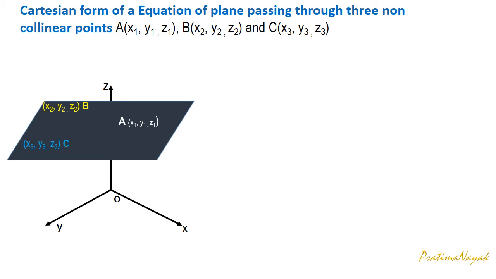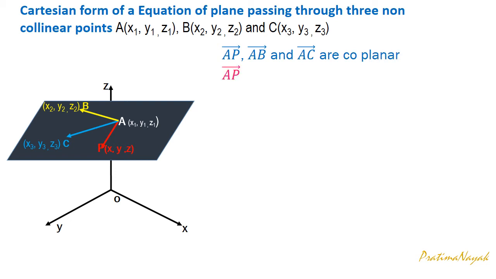Now the same three points are given as A (x1, y1, z1), B (x2, y2, z2) and C (x3, y3, z3). We will find the Cartesian form of the equation of the plane passing through these three given non-collinear points. Now we already know AP vector, AB vector and AC vector are coplanar, so their scalar triple product is 0, and we have already seen that this is (r vector minus a vector) dot (b vector minus a vector) cross (c vector minus a vector) is equal to 0.